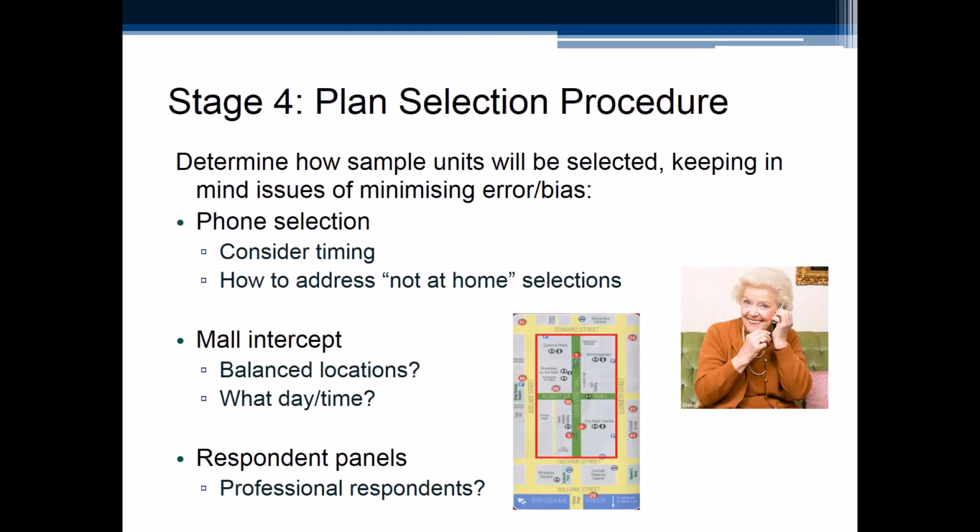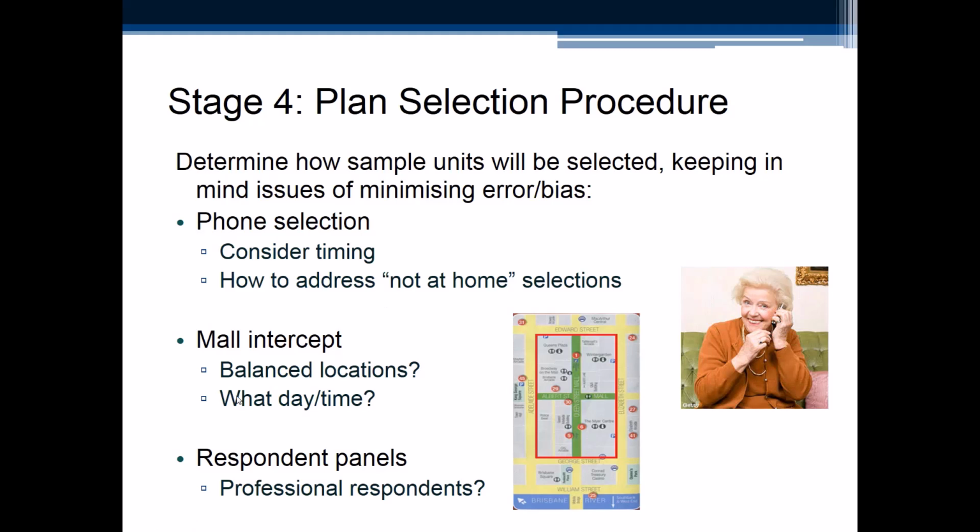Once you've identified which approach you're going to use, you start to think about the nuances of that, or how you're going to execute that in order to minimize some of that bias and minimize some of that error that's possible. So if you're using phone selection, how can we ensure that we get a full range of people? How are we going to address people who aren't necessarily at home during the time of day that we call? Are we going to call at night and also during the daytime?